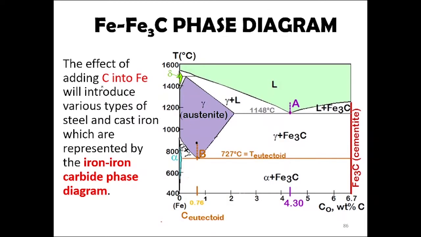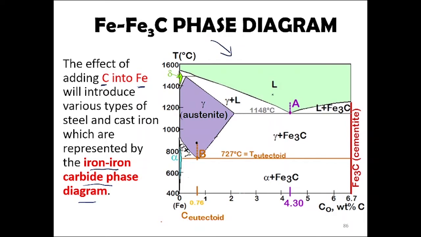The effect of adding carbon into iron will introduce various types of steel and cast iron, which are represented by the iron-iron carbide phase diagram. This is the iron-carbon phase diagram, also known as the iron-iron carbide phase diagram. For this phase diagram, we will cover until 6.7 weight percentage of carbon in the iron.